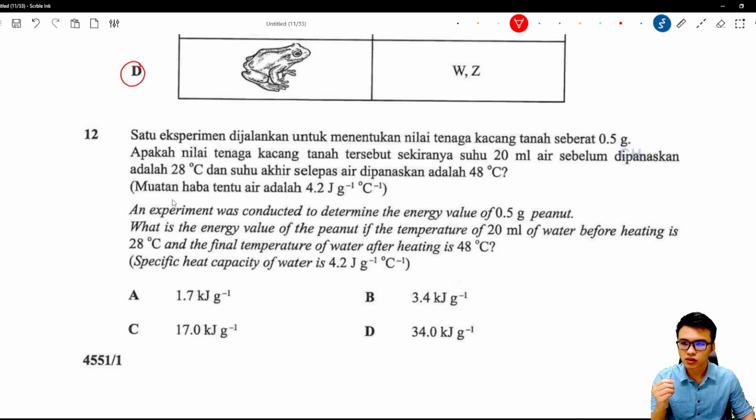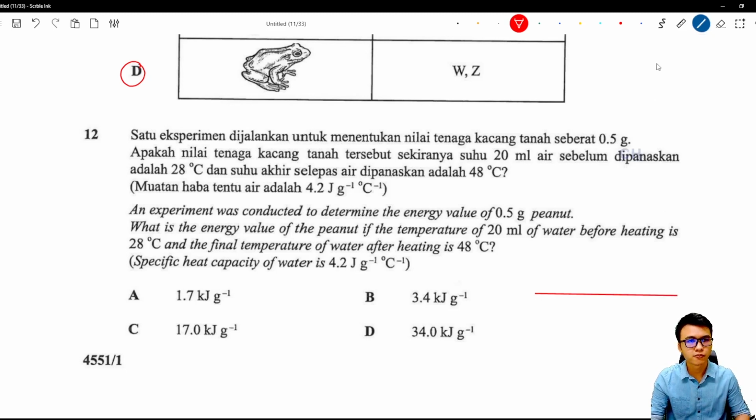Question 12. An experiment was conducted to determine the energy value of the food. So guys, you are trying to find out the calorific value of the food. Now guys, this is a question that you need to use a formula, and this formula you are required to memorize. It's not provided in the exam. You guys need to memorize it.